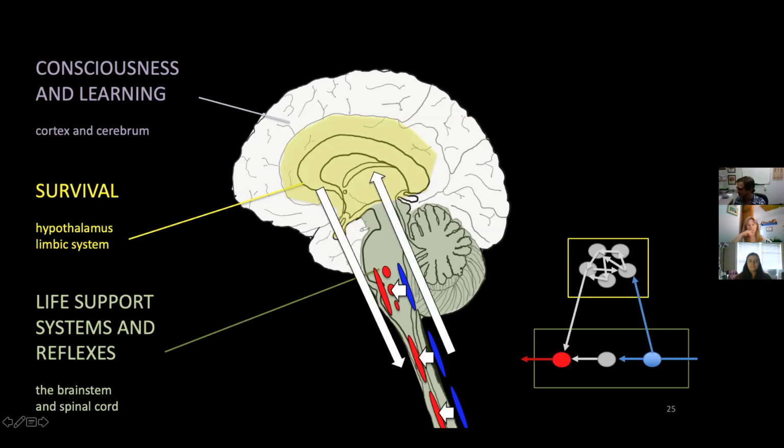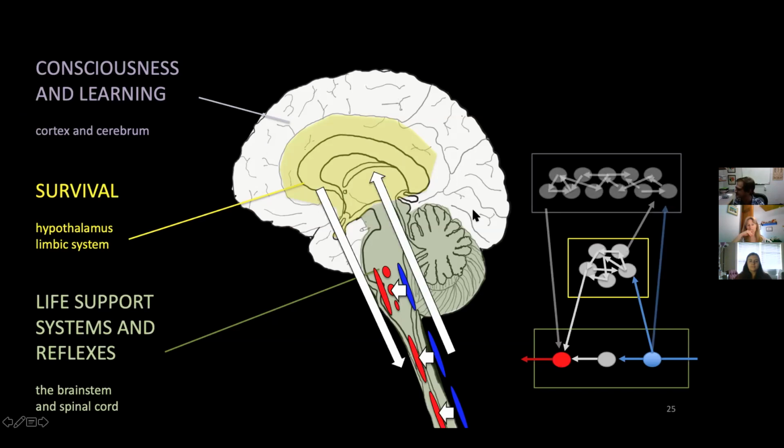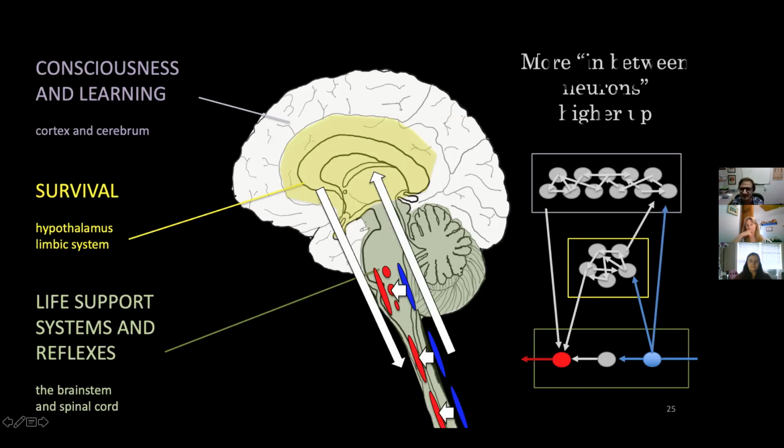So consciousness and learning take place in these bumpy structures. The whole bumpy structure itself is called the cerebrum, but the very outer shell of it is called the cortex. And that's where we have lots of these in-between neurons, and that's where your conscious entity that is you is hanging out. You're just a bunch of in-between neurons up there. Sorry to get so philosophical. We'll move on. But at least as a neuroscientist, that is the assumption we make.